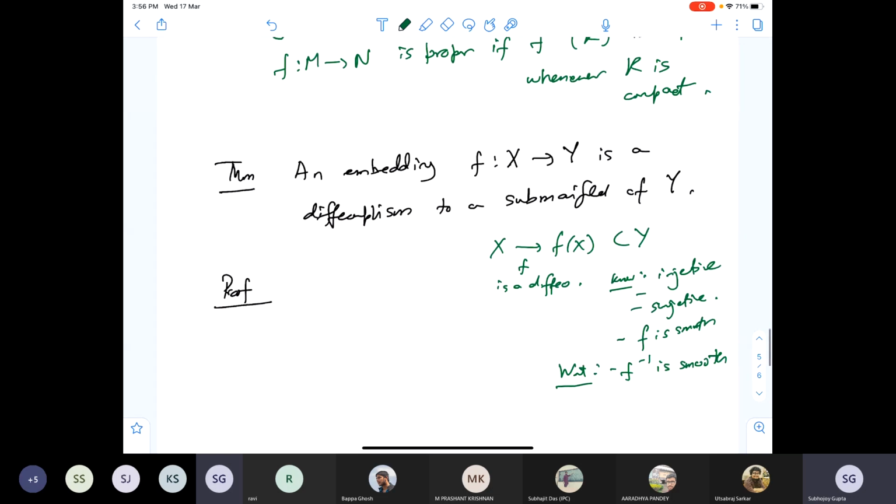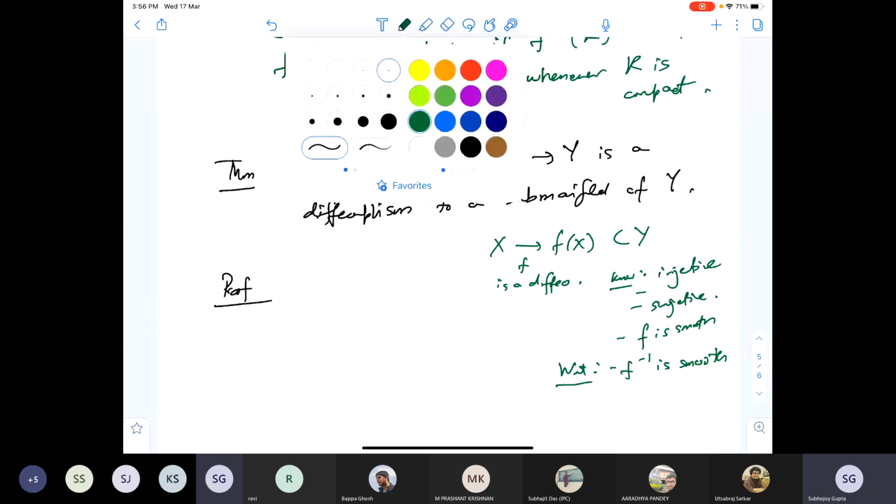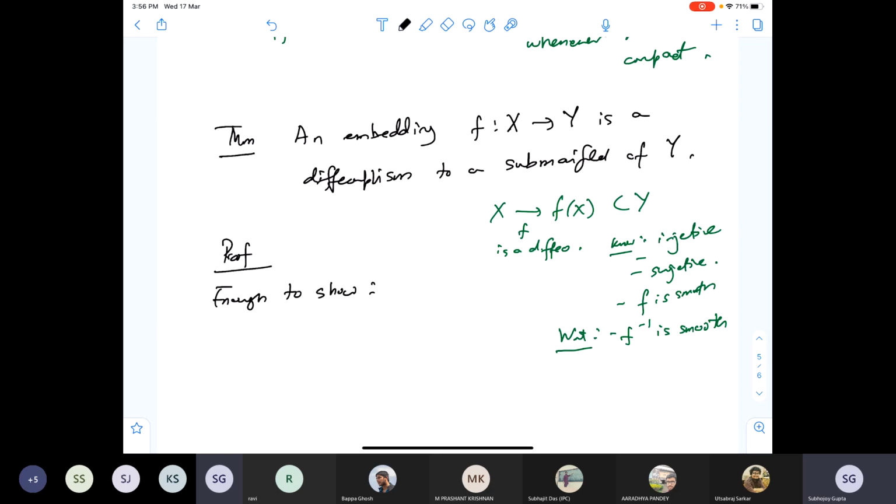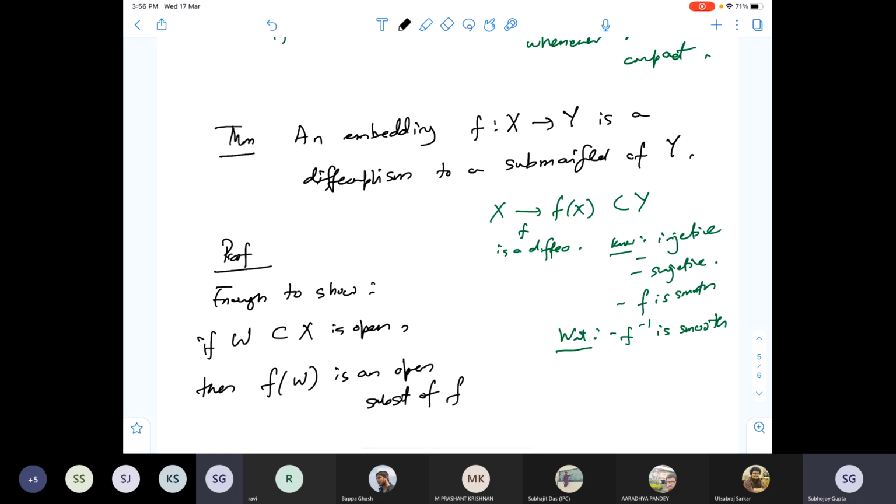So let me just say this, and I leave you to convince yourself that this is really enough. I claim that it's enough to show that this is an open map. So if W in X is open, then the image of W is an open subset of f of X. Right, so this wasn't quite true in examples 2 and 3. You can try to figure that out.